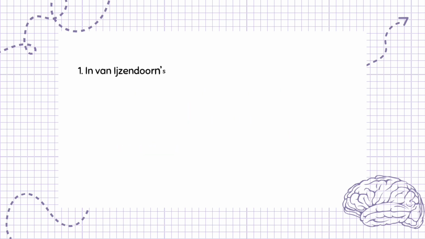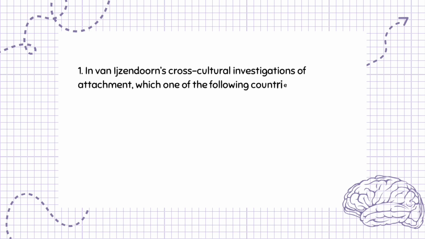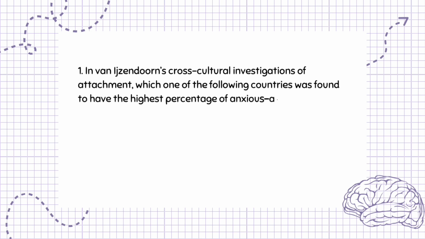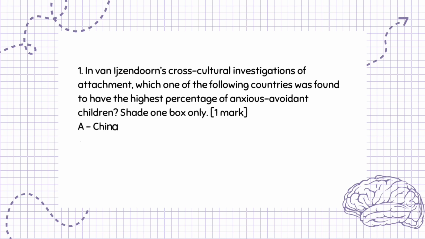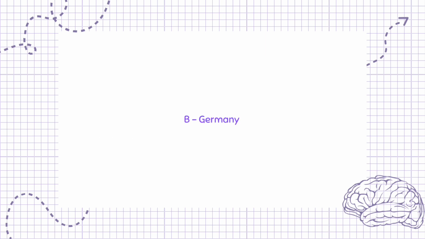Question 1. In Van IJzendoorn's cross-cultural investigations of attachment, which one of the following countries was found to have the highest percentage of anxious avoidant children? Shade 1 box only. 1 mark. A. China. B. Germany. C. Great Britain. D. Japan. B. Germany.